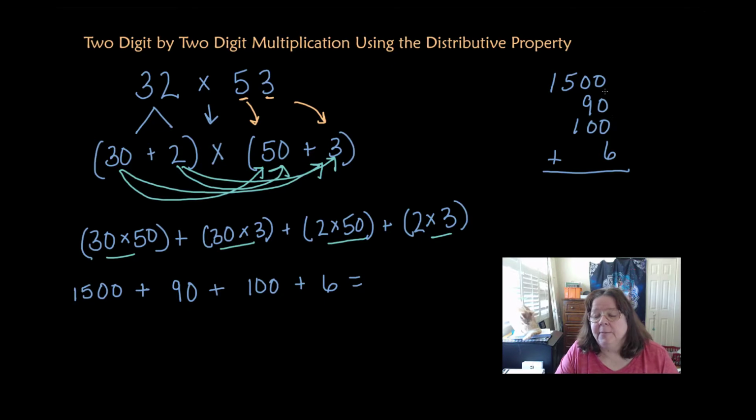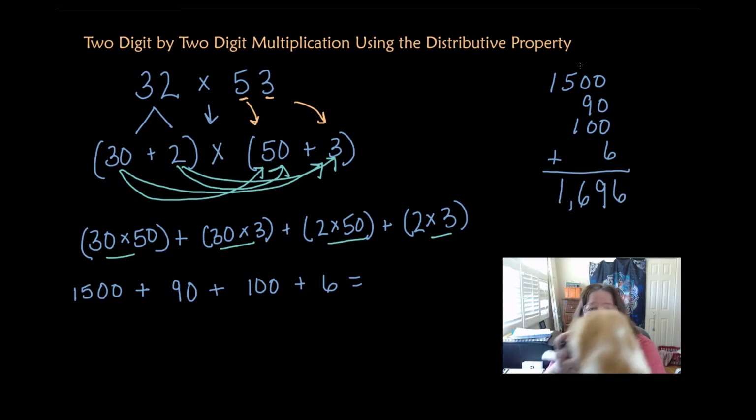So add this up and make sure when you write this down, you do it vertically and then you line your place values up. Ones all in the ones, tens in the tens, hundreds in the hundreds, and thousands in the thousands. So 6 ones, 9 tens, 6 hundreds, and 1 thousand.